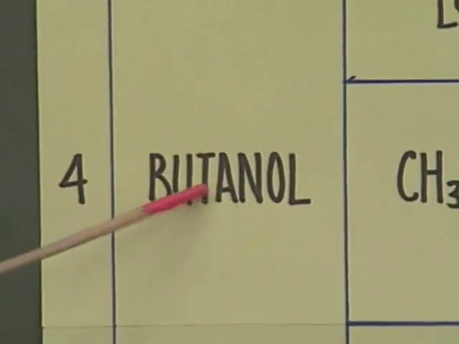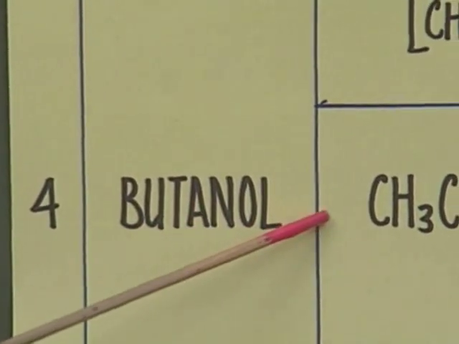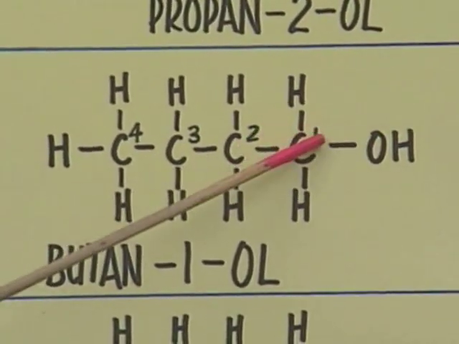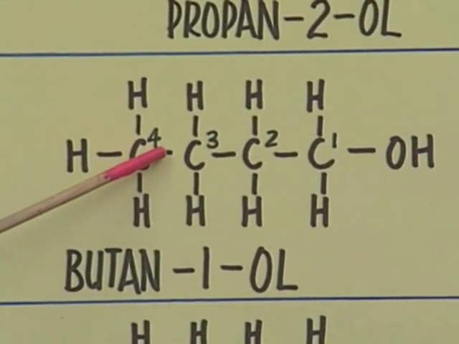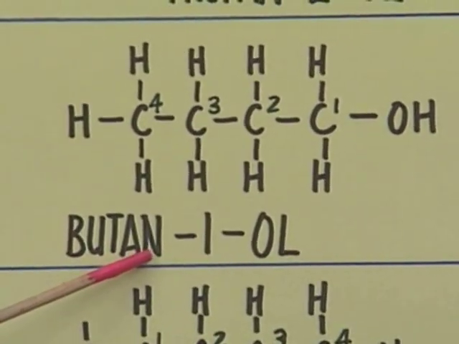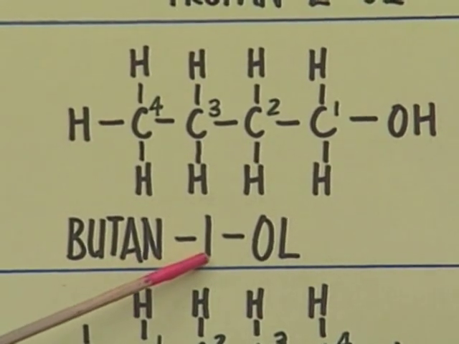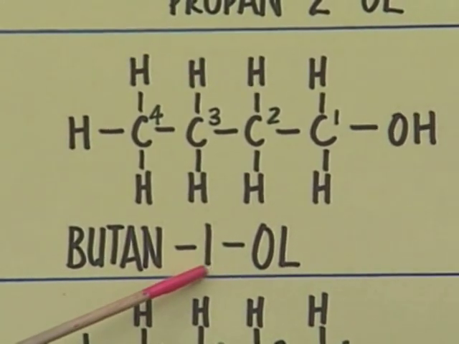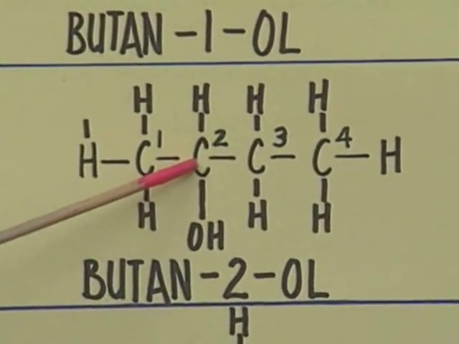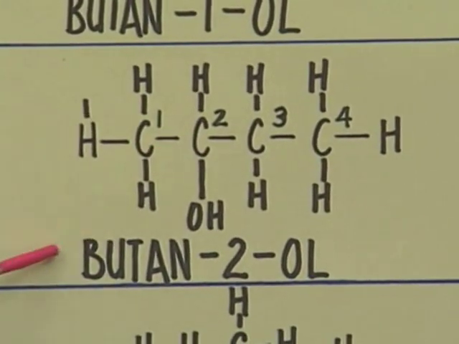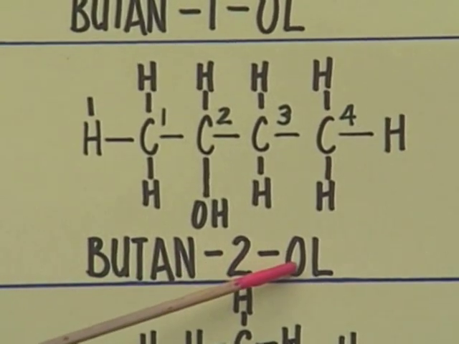Our fourth member is butanol. In this case, we can have 3 structural isomers. In the first isomer, we have the functional group on carbon atom 1, and we number from that end, 1, 2, 3, 4. And this is now butan because there are 4 carbons in the main chain. And we have 1 all because the OH group is situated on carbon atom number 1. Or we can have the OH group situated on carbon atom number 2, which gives us butan-2-ol.